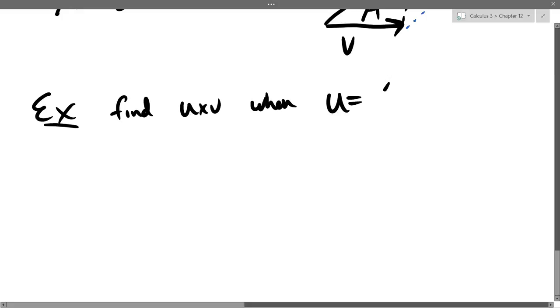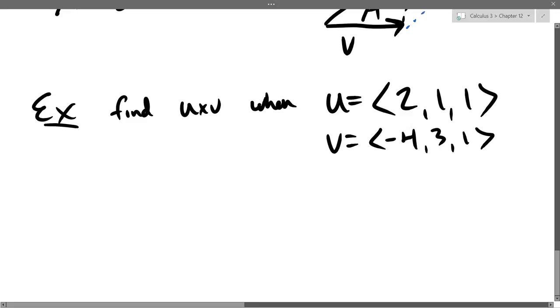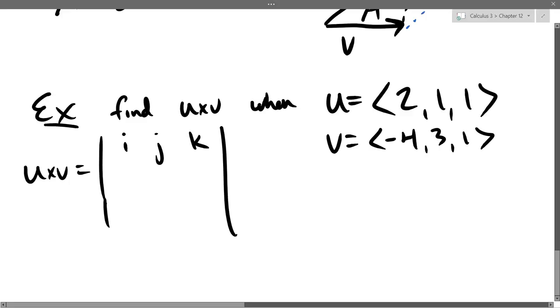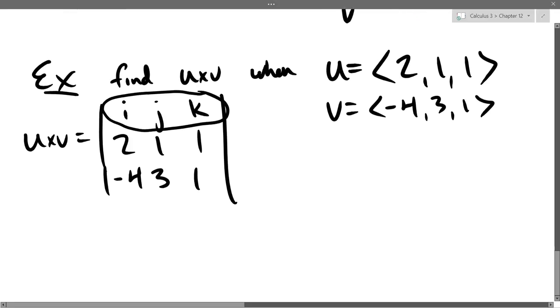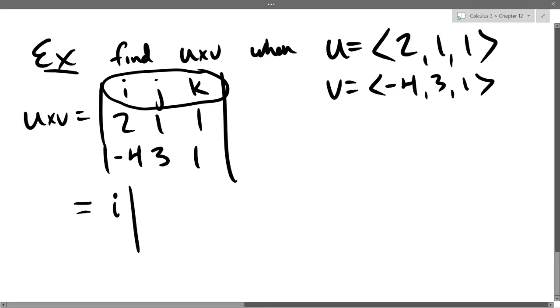So our vector u will be 2, 1, 1, and v, negative 4, 3, 1. So you've got i, j, k. Make sure you put u first, v second. And we're going to do row expansion on the first row. So we get i times the determinant of the matrix with column i and row i removed. So I cover up row i, forget that row and that column. And we get 1, 1, 3, 1.